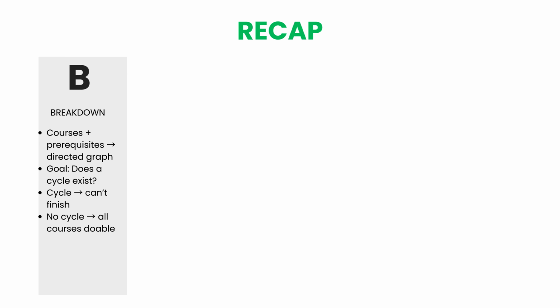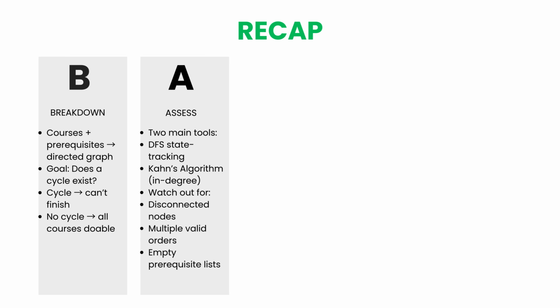Breakdown recap. The problem turns courses and prerequisites into a directed graph. Each rule, take A after B, becomes an edge. The real question: does the graph contain a cycle? If there is a cycle, you cannot finish the courses. If there is no cycle, all courses can be completed.